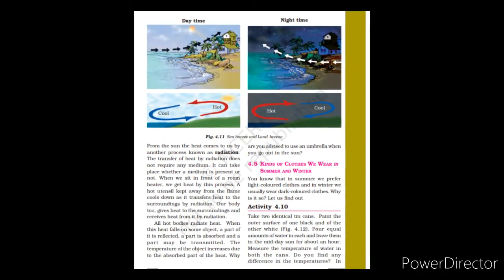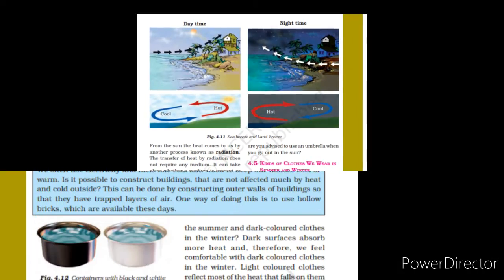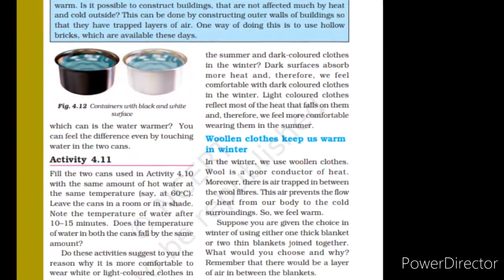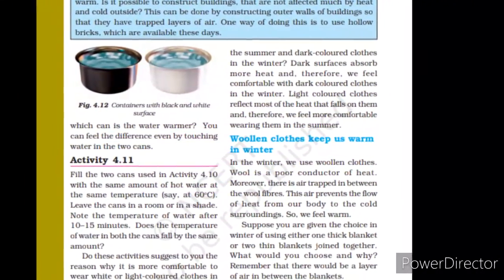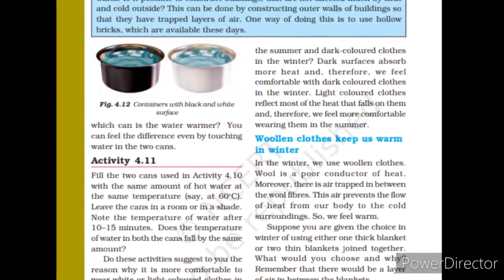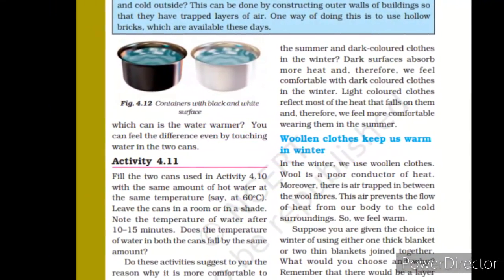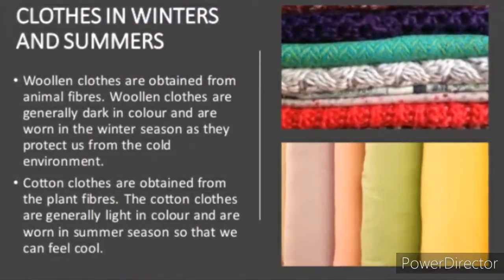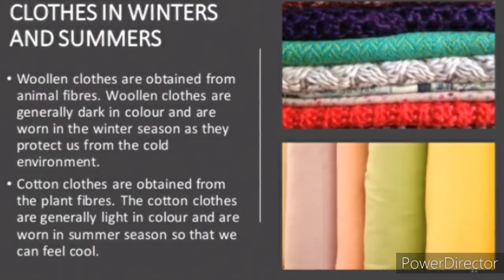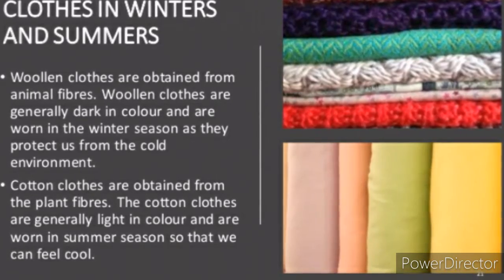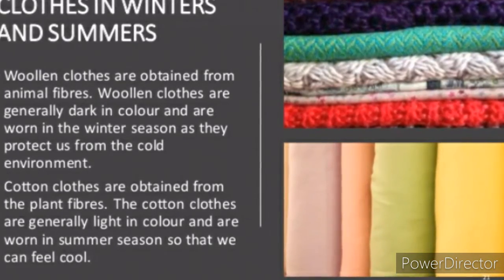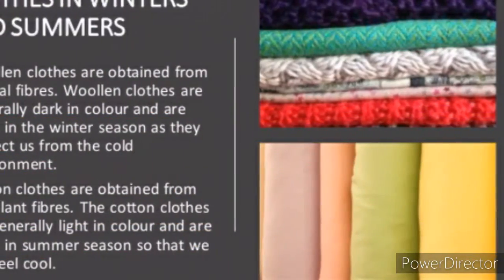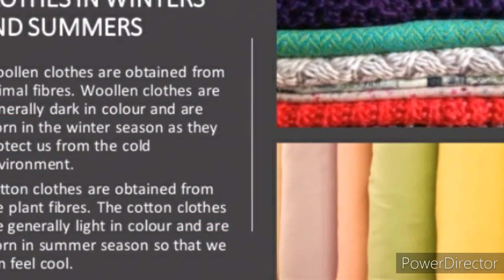Moving on. Kinds of clothes we wear in summer and winter. You know that in summer we prefer light colored clothes and in winter we usually wear dark colored clothes. Why is it so? Let us find out. Dark colored clothes absorb more heat and therefore we feel comfortable with dark colored clothes in the winter. Light colored clothes reflect most of the heat that falls on them and therefore we feel more comfortable wearing them in the summer. In the winter, we use woolen clothes.